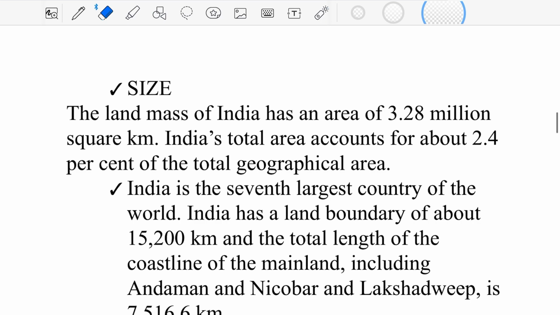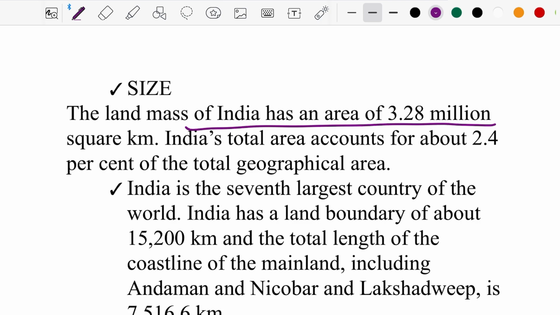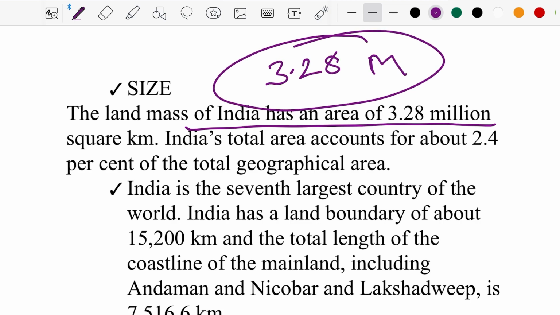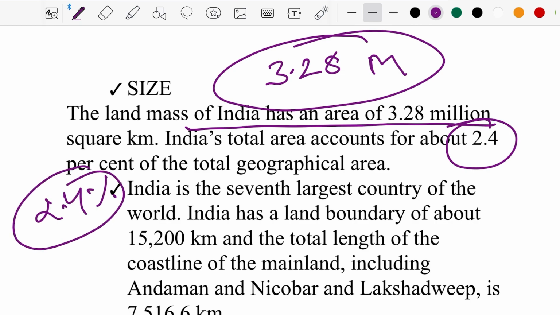Okay. So India has a total land area of approximately 3.28 million square kilometers, and in terms of area in the world, we have 2.4% of the geographical area of the world.